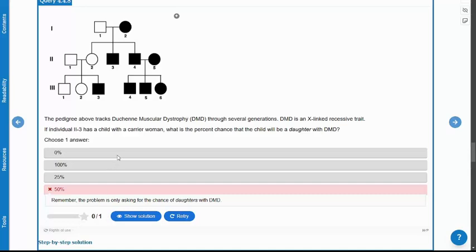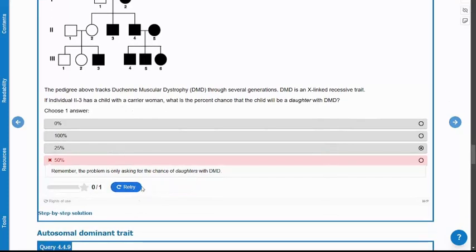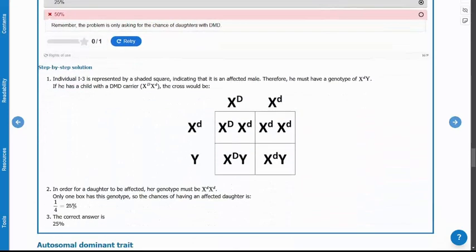Wait a minute. Dad passes the X that has it. Mom passes it. Okay, so dad has it, mom passes it. That is 50%. Show solution. 25%. Alright, let's see what's going on here.